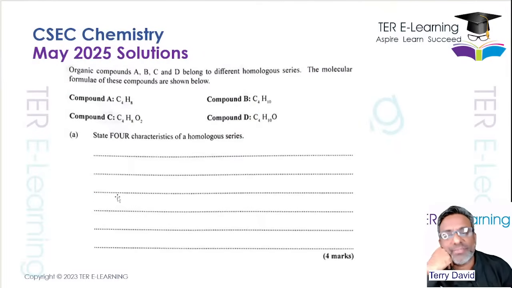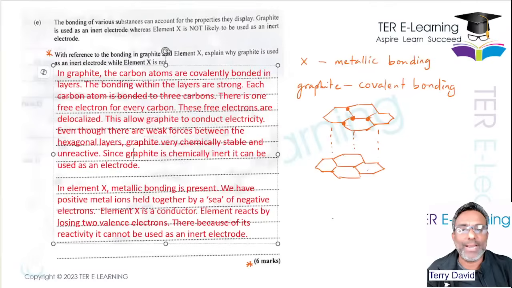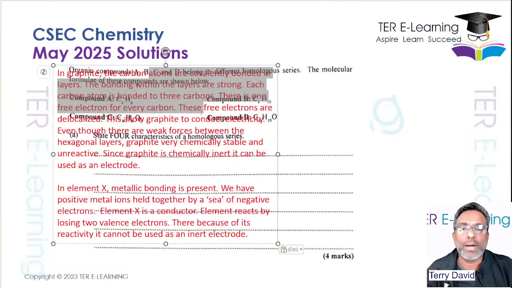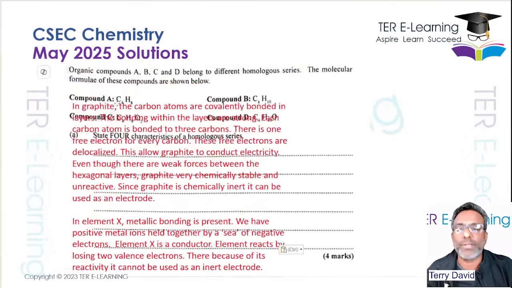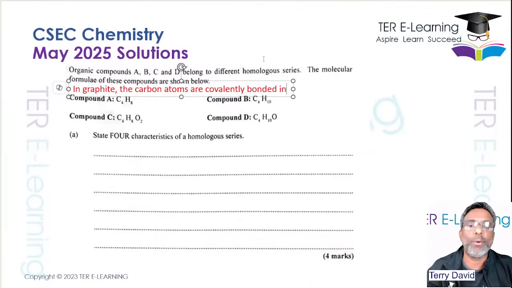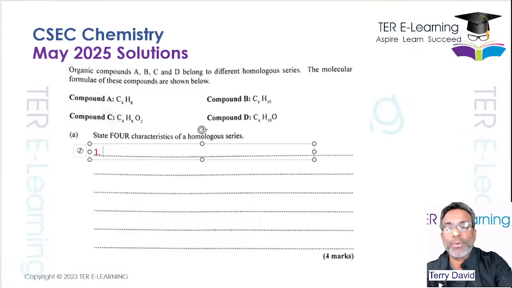This is number 5. Number 5 is organic again. I have done this particular question so many times in my class. Everybody should have gotten full marks for this. The question is asking, they give us some organic compounds here, and they want the four characteristics of a homologous series. This is a very common question.